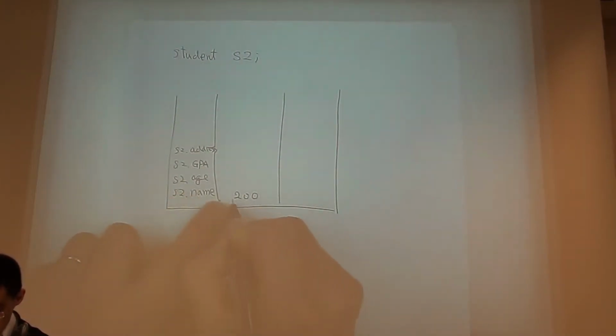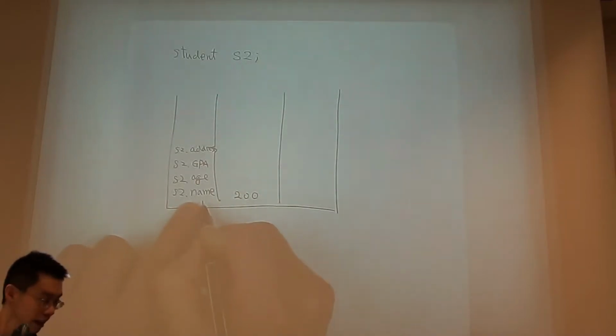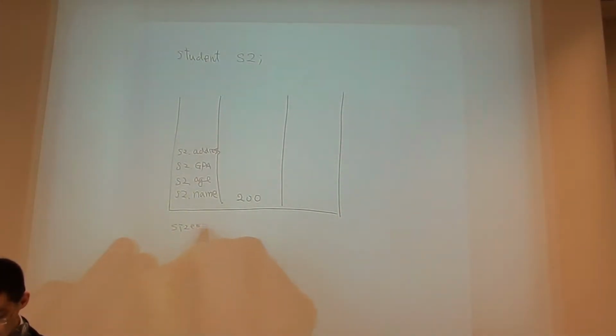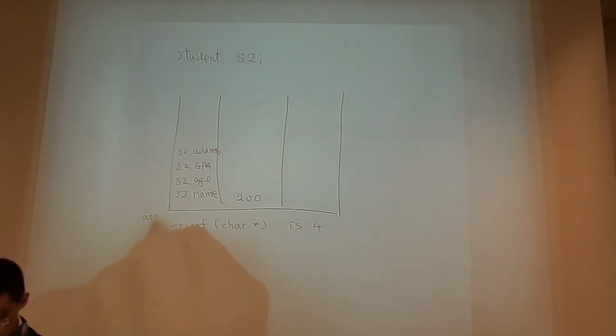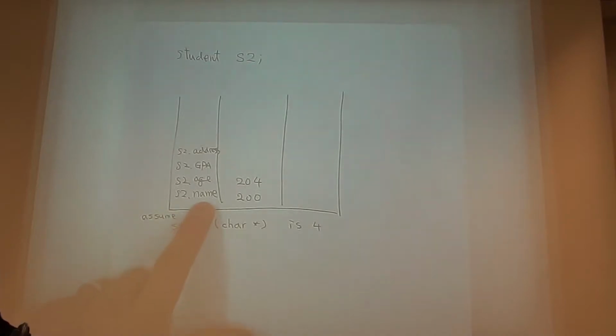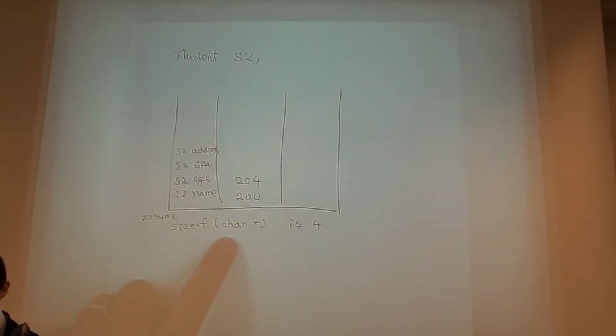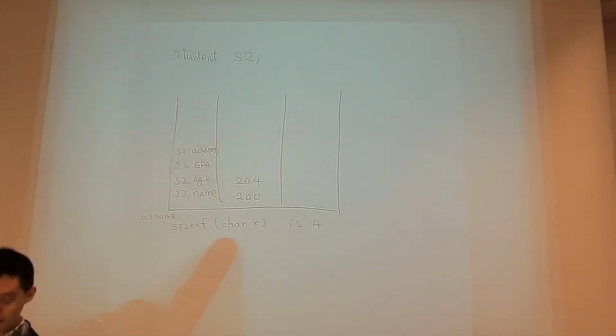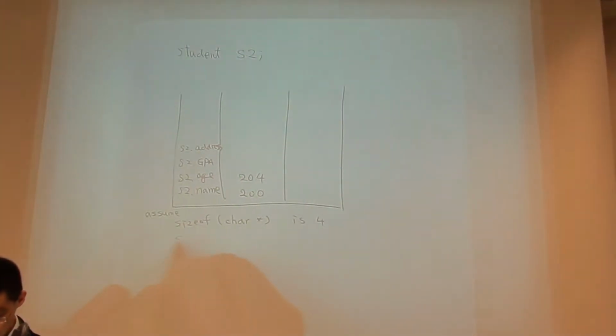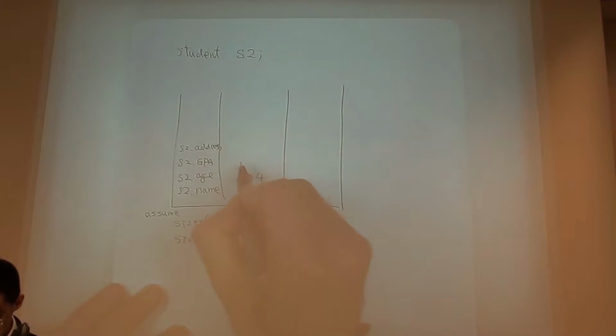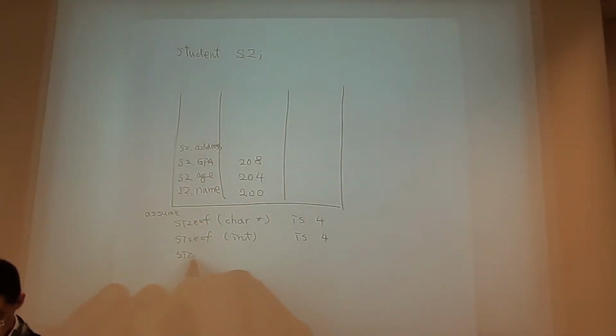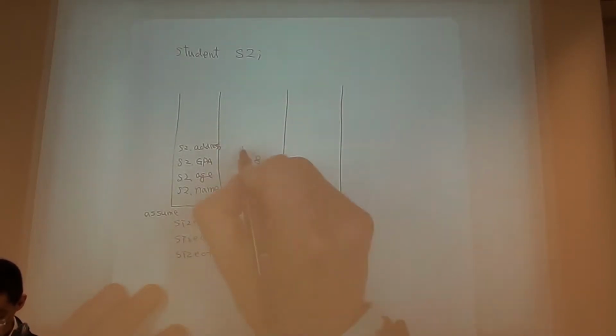So suppose this starts from 200, and suppose name is 4, so assume then this will be 204. Because I take the address 200 and the size of the first attribute. So this becomes 204. Now assume the size of integer is also 4. This will be 208. The size of double is 8. This will be 216.